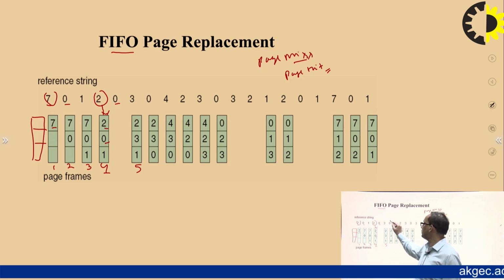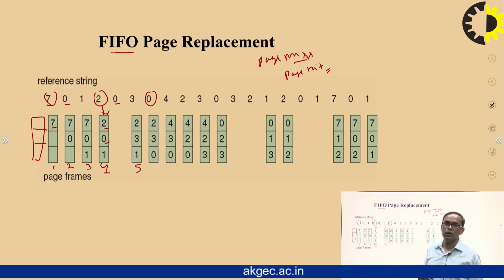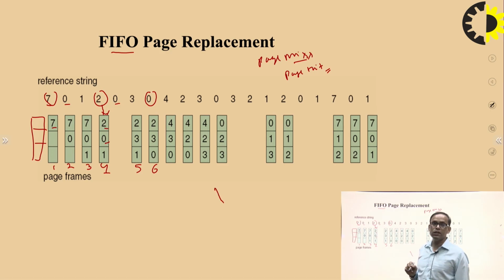Again the next referred page number is 0, and page 0 is not available. So a page fault occurs, and when a page fault occurs, the value of page fault is increased by 1. So now the page fault is 6. Among these, which page will be selected for the replacement? Page number 1 is selected for the replacement. So page 0 will be loaded here.